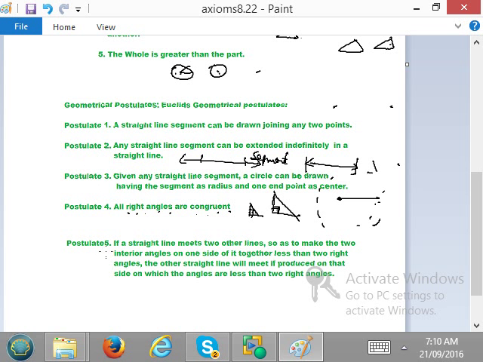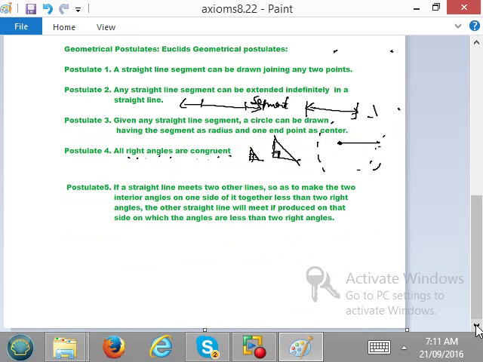What is postulate number 5? If a straight line meets two other lines so as to make the two interior angles on one side of it together less than two right angles, the other straight lines will meet if produced on that side on which the angles are less than two right angles. What exactly does this mean?